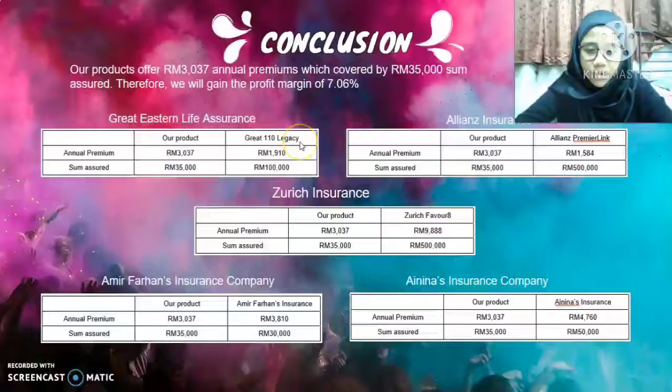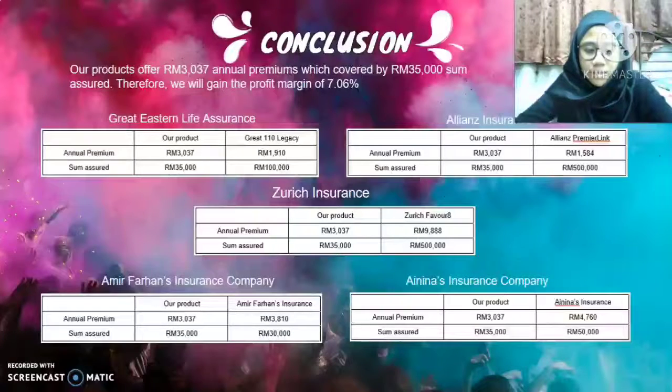After that, we also make a comparison between our product and these 3 insurance companies in Malaysia, which are Great Eastern Life Insurance, Allianz Insurance, and Zurich Insurance. Great 110 Legacy is a product from Great Eastern Life Insurance. Allianz Premier Link is a product from Allianz Insurance, and the last one, Zurich Paper 8, is a product from Zurich Insurance. So as we can see here, the annual premium offered by Great 110 Legacy and Allianz Premier Link is much lower than our product. But Zurich Paper 8 offers a higher annual premium compared to our product. Besides, those 3 insurance companies offer a higher sum assured compared to our product. So, we can say that we are competitive and relevant as a new insurance provider.